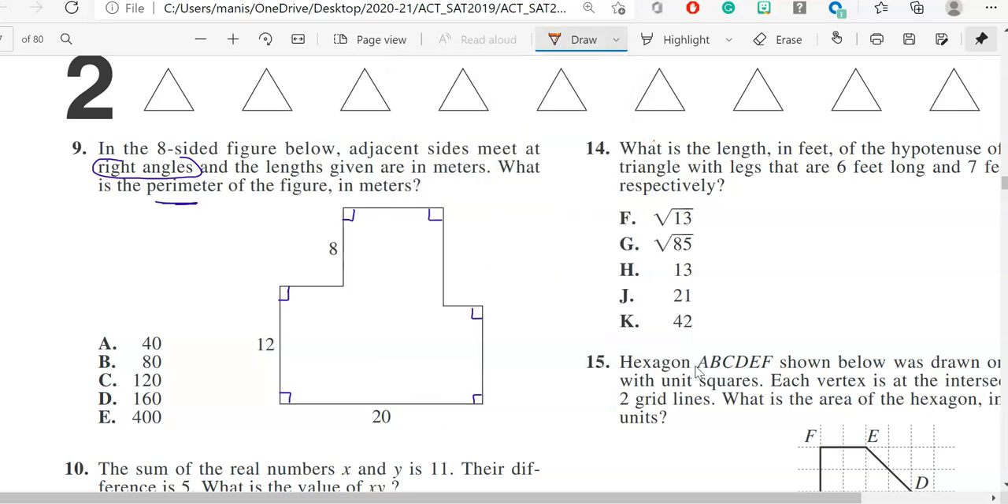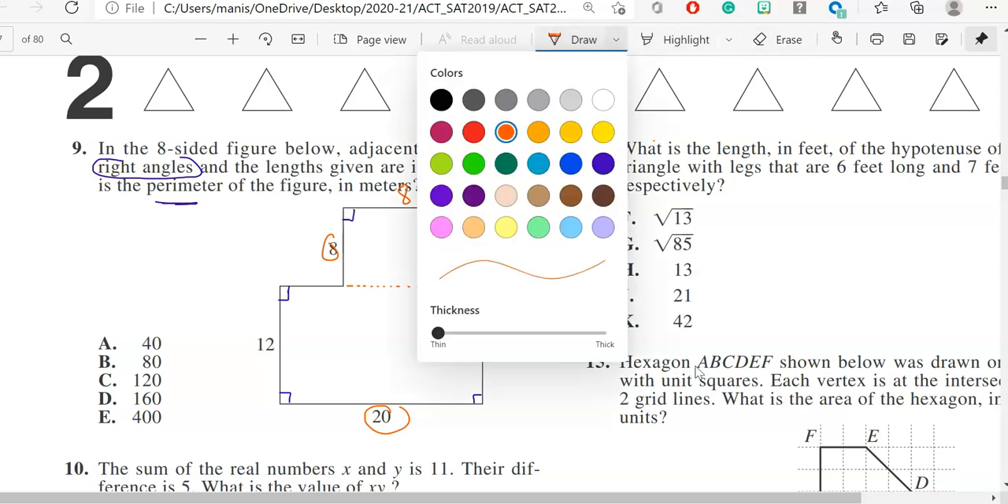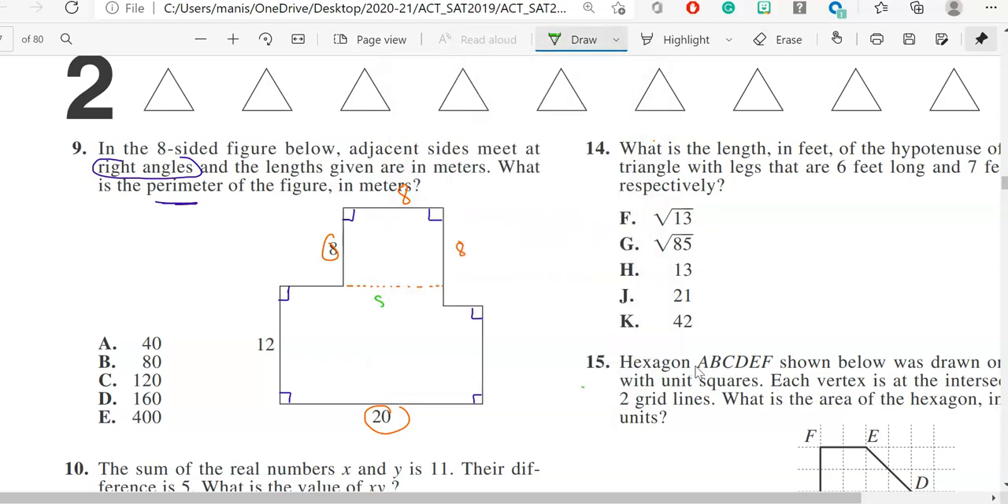Now what I can do over here is, I know this is my 20, I will circle this. This is my 8. Now I can draw a dotted line over here. When I do this, what happens is this is a square, so this will be 8, this will be 8, and this will be 8. I don't need this one, so I will use a different color for this one. This is 8 over here.